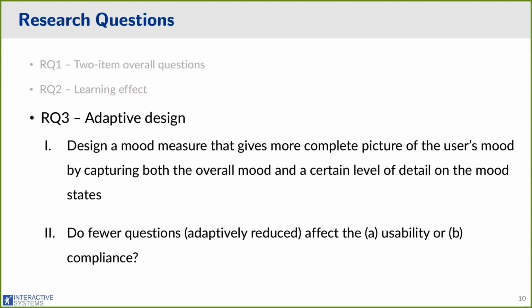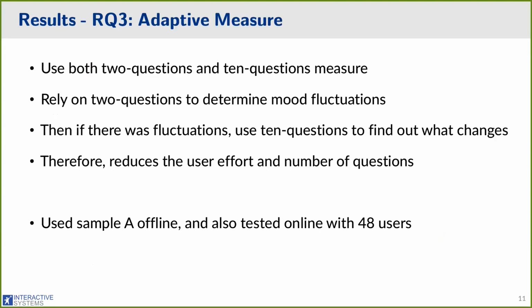Our third research question was about adaptively reducing the number of questions depending on the user's mood and its impact on the user experience or compliance. The goal was to have a more complete picture of the user's mood by capturing both overall mood and a certain level of detail. The concept for the adaptive measure was to rely on the 2 overall questions to determine mood fluctuations and accordingly ask further questions to find out which specific mood states have changed. As a result, we could possibly reduce the number of questions that a user had to answer.